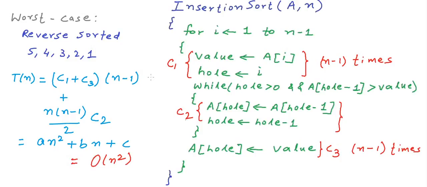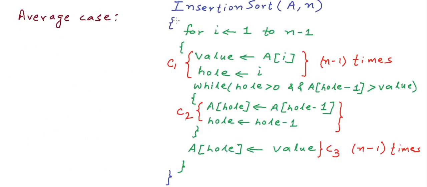In average case, for ith position, we will make i by 2 shifts. And if we will try to calculate the time expression, it will again be some polynomial of the form a(n) square plus b(n) plus c. So for average case also, we will be big O of n square. Even though insertion sort is also big O of n square for worst and average case, the number of comparisons and shifts in insertion sort in all practical scenarios is a lot less than selection and bubble sort. So it's considered to be better than selection and bubble sort.